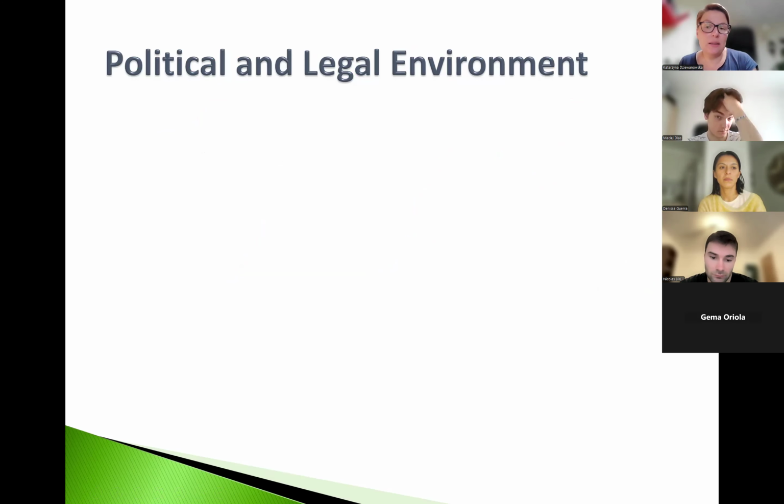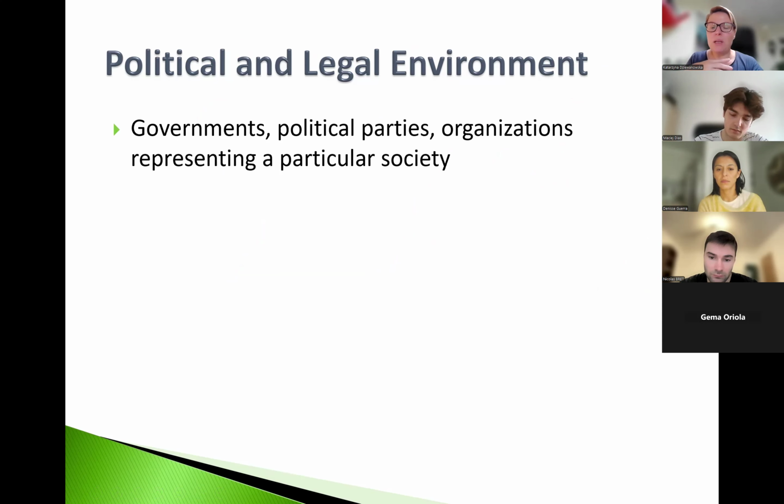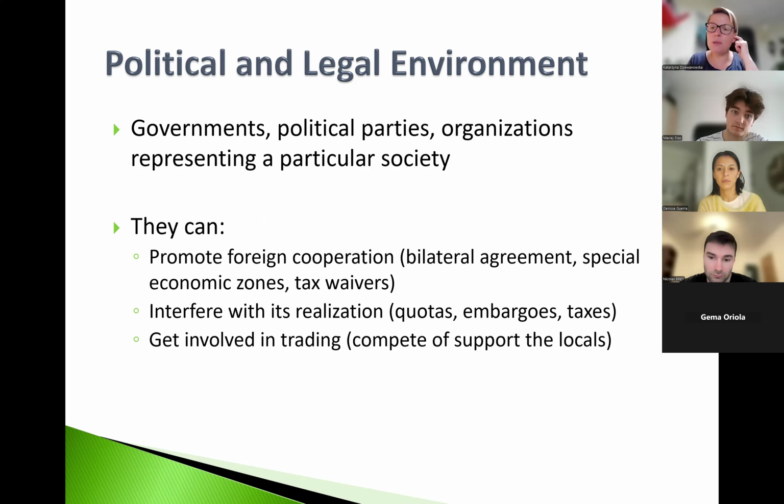Then we have the political and legal environment. So we're getting a little bit deeper into the political system, into the governments, into various organizations that represent the country. And we have to be aware that these regulations and this general mindset can either promote foreign cooperation, because they can enter those agreements, they can create special economic zones, they can offer some tax waivers, or maybe some other benefits that will help you be present in that country and start your operations.